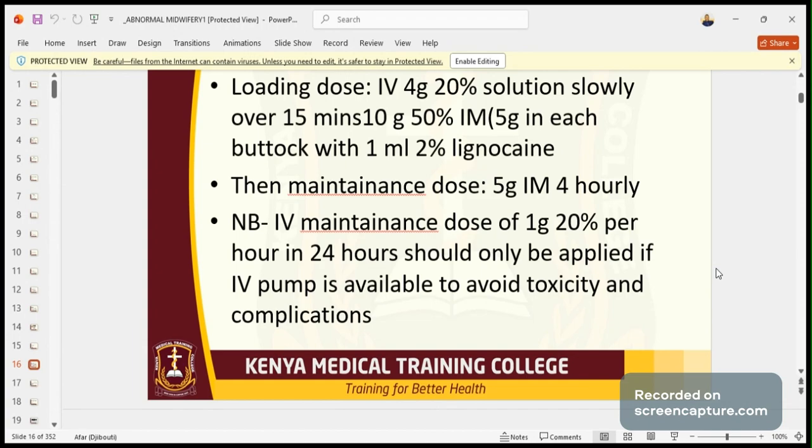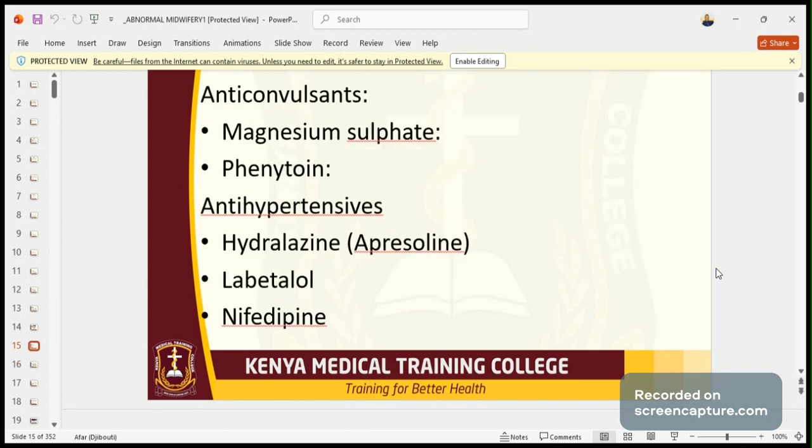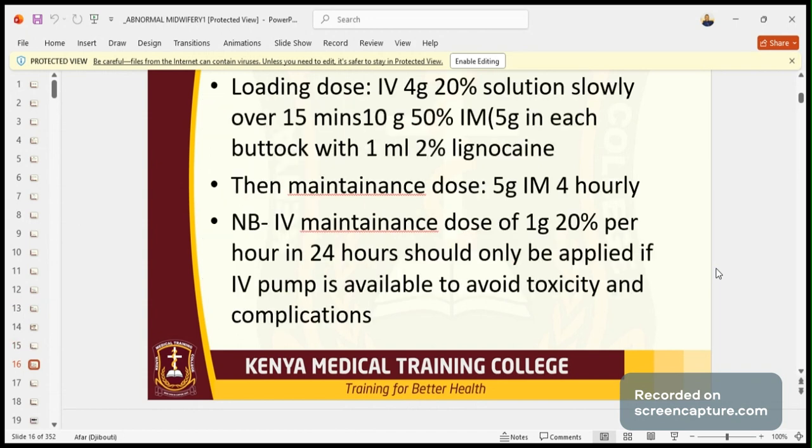The loading dose for magnesium sulfate is 4 grams of 20% solution slowly over 15 minutes. Then 10 grams of 50% solution IM, 5 grams in each buttock, with 2% lidocaine. Then the maintenance dose is 5 grams intramuscular every four hours. Then we give an IV maintenance dose of 1 gram per hour for 24 hours, which should only be applied if an IV pump is available to avoid toxicity and complications of magnesium sulfate. So the IV maintenance is only done when the IV pump is available. Okay.